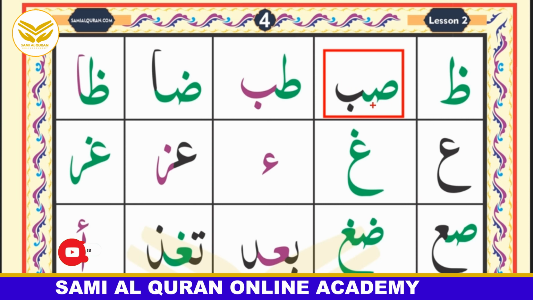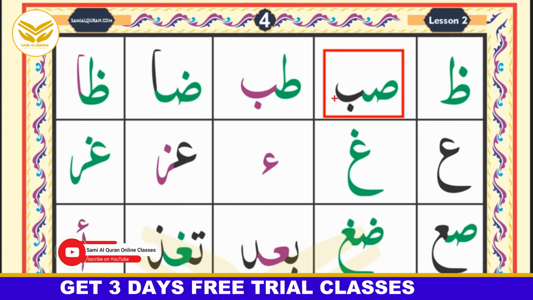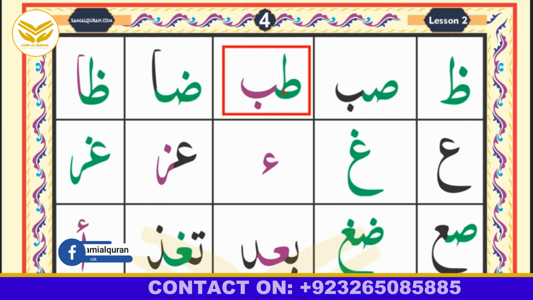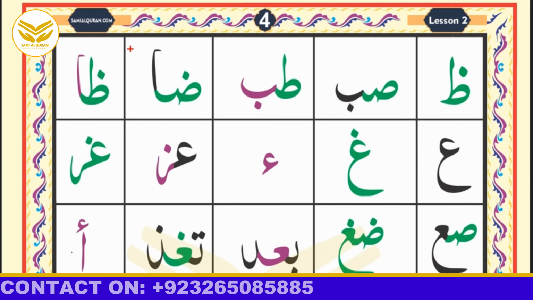Sad ba. And here the first one is sad that has half shape of letter. So this is sad and the black one is ba. So we say sad ba, ta ba.